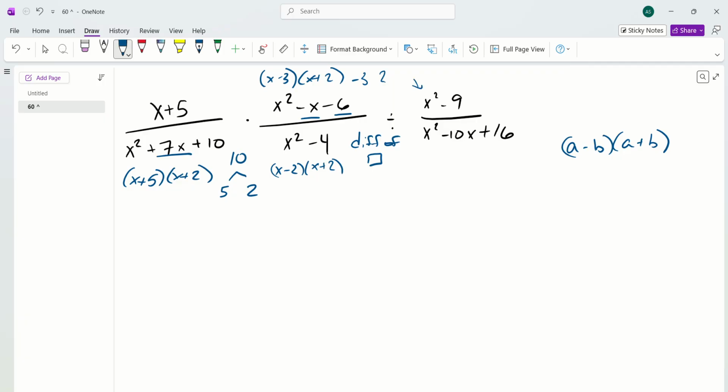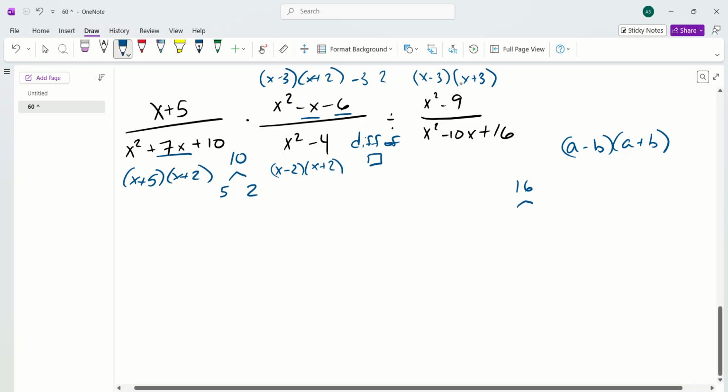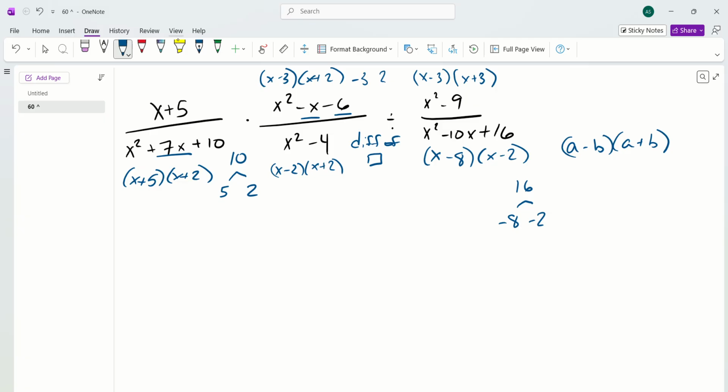This guy is also a difference of squares, so I'm going to take the square root of these two terms, and I'm going to get x minus 3 and x plus 3. This one is one of those where you think, what do I multiply to get 16 that adds to negative 10? That would be 8 and 2, as long as they're both negative. So my factors are x minus 8 and x minus 2.